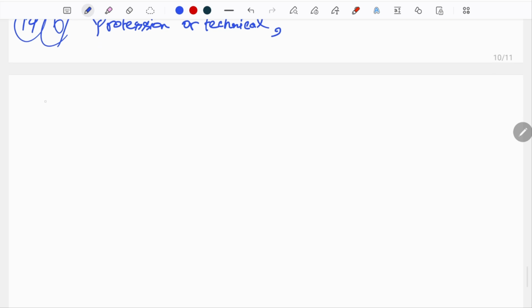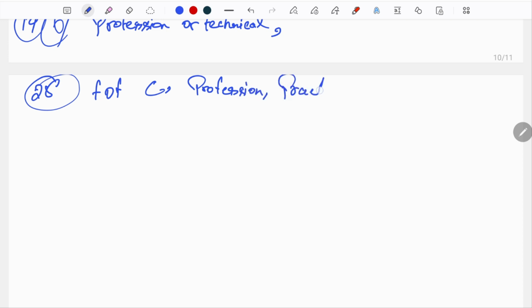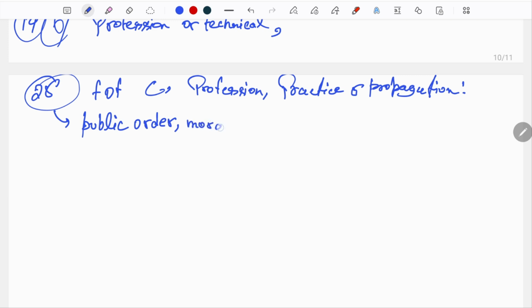Now moving to Article 25, which is freedom of conscience, profession, practice and propagation of religion. And what are the reasonable restrictions upon it? It is public order, morality and health.